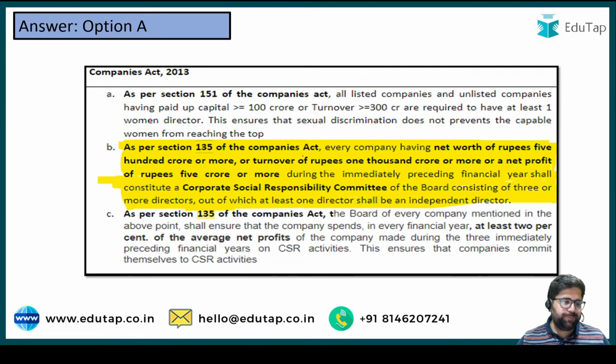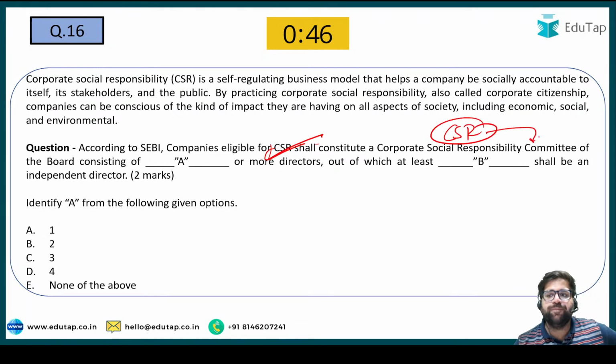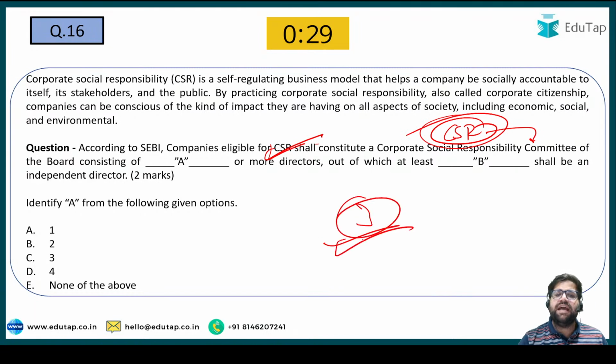Again, let's move ahead to question number 16. Under question number 16, my friends, according to SEBI, companies eligible for CSR shall constitute a CSR committee. So companies who are eligible for CSR shall form a CSR committee. Now, under that particular committee, a board shall consist of dash or more directors, out of which at least dash shall be an independent director. So here, my dear friends, just understand that if you are forming a CSR committee, then there will be 3 directors. That's why the answer of this particular question will be C.